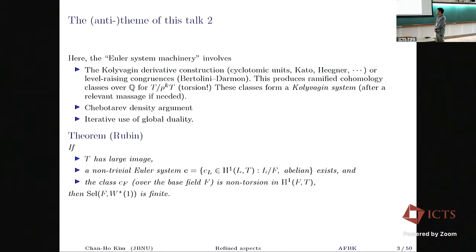And the theorem is like this. If the Galois representation has large image, and if you have a non-trivial Euler system, and the bottom class is non-torsion, then the dual Selmer group is finite. Or in a different situation, you may have a version like the Selmer rank is 1. So this is how the game goes.